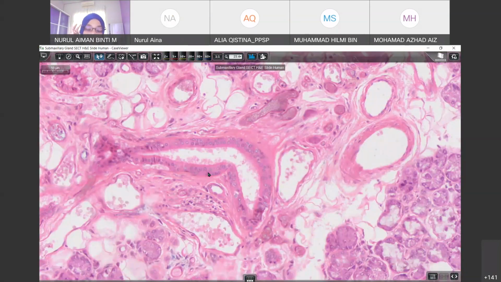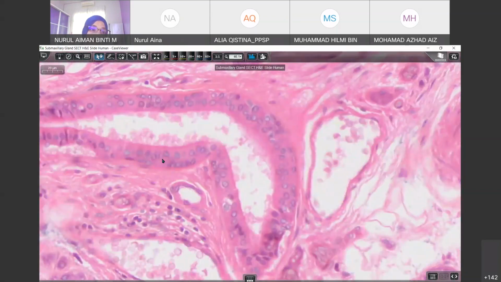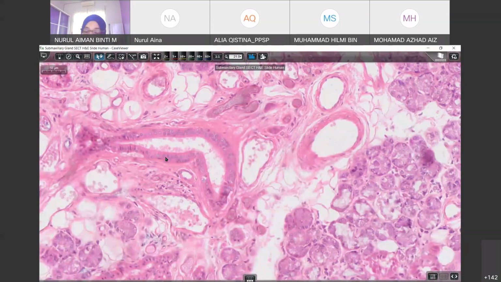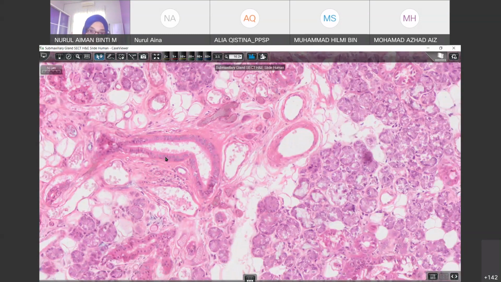This one is the interlobular duct, where it is stratified. This is stratified cuboidal. You have one cuboid here, one cuboid here. So the most superficial is cuboidal epithelium. So these two layers of cuboidal epithelium. This is stratified cuboidal epithelium. This is the ductal portion of the submaxillary gland.